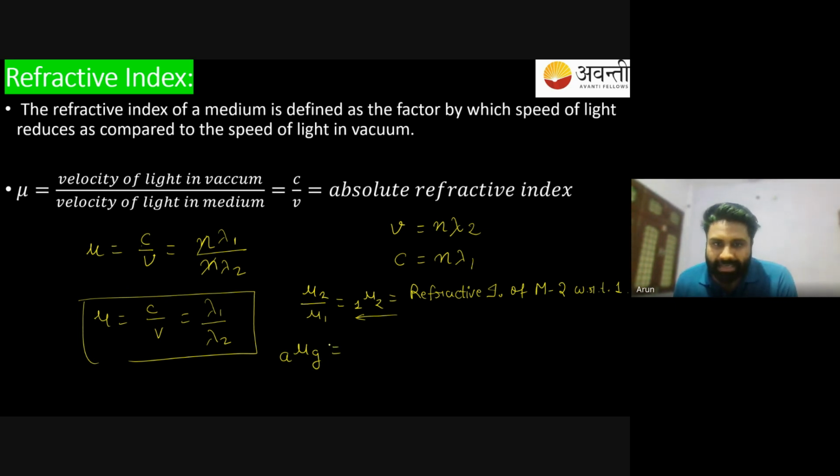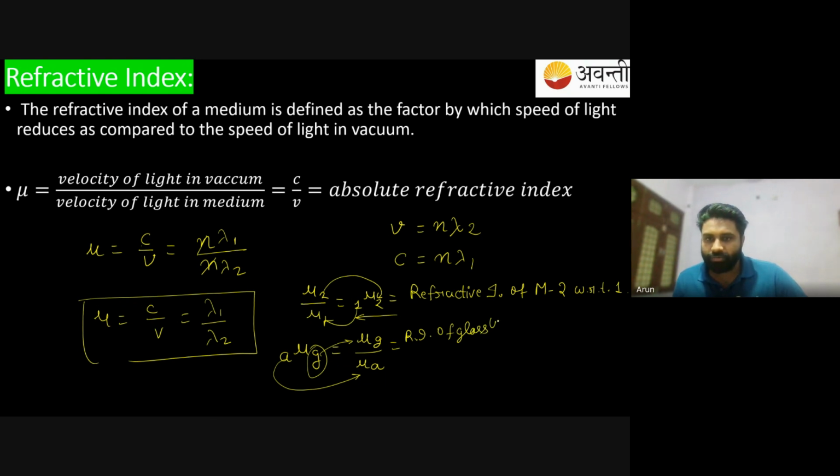So you will write it as mu G by mu A. In a similar way, this quantity goes in the numerator, and this quantity goes in the denominator. Similarly, this back side is the numerator, this front side is the denominator. Got it? So this is nothing but the refractive index of glass with respect to air. Got it?